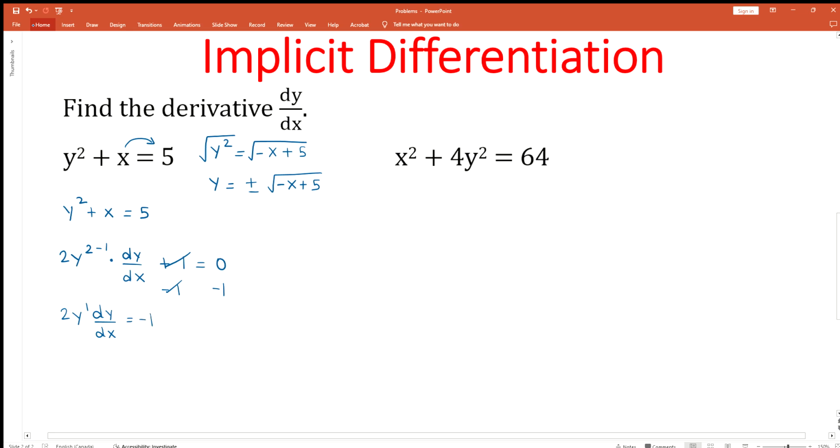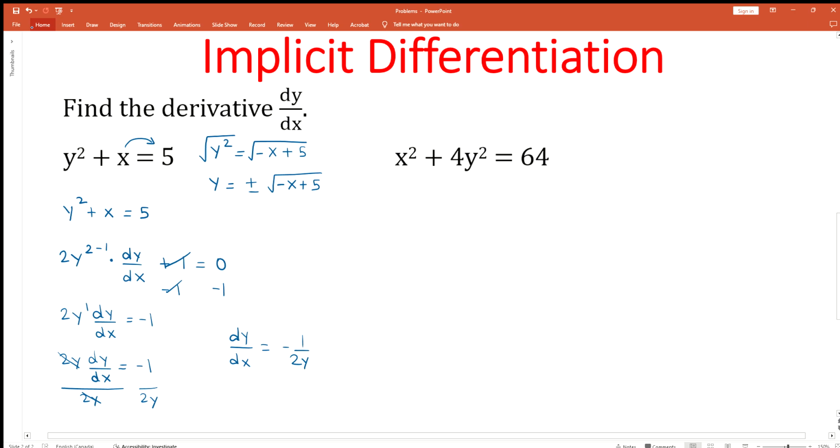Y to the power 1 is just y. Next, we should divide both sides by 2y. This should be the final answer for the first equation. Now we can analyze the second equation.